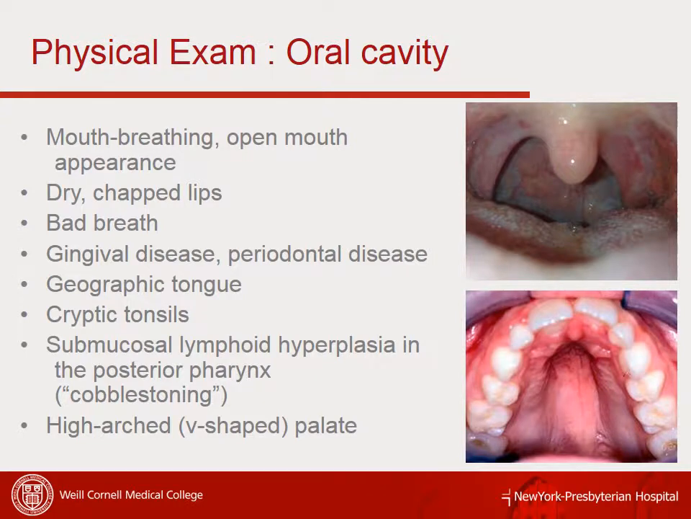And then you can also see that high-arched V-shaped palate. And again, this goes back to what we discussed before with hypoxia and acidosis of the tissues. You see a difficulty in the development of the palate, and that can lead to that cathedral palate, that arched palate, that V-shaped palate that is so often associated with nasal obstruction.